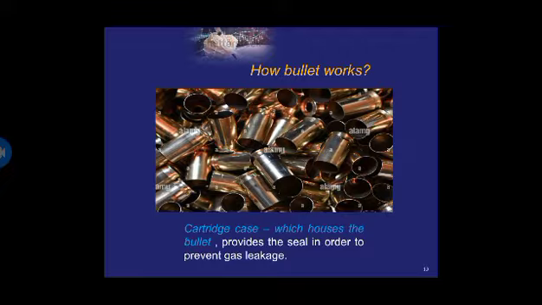The cartridge case, or casing, is what you see in this example. It also provides the seal in order to prevent gas leakage. Now, let's talk about the propellant.